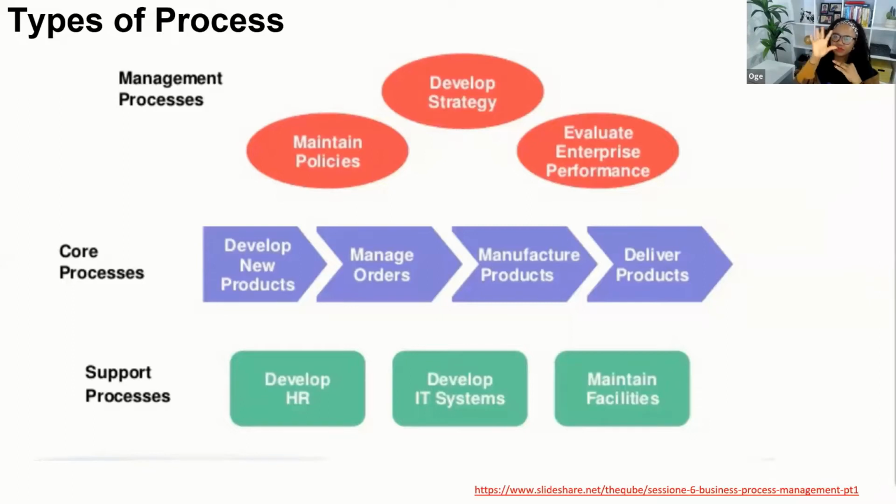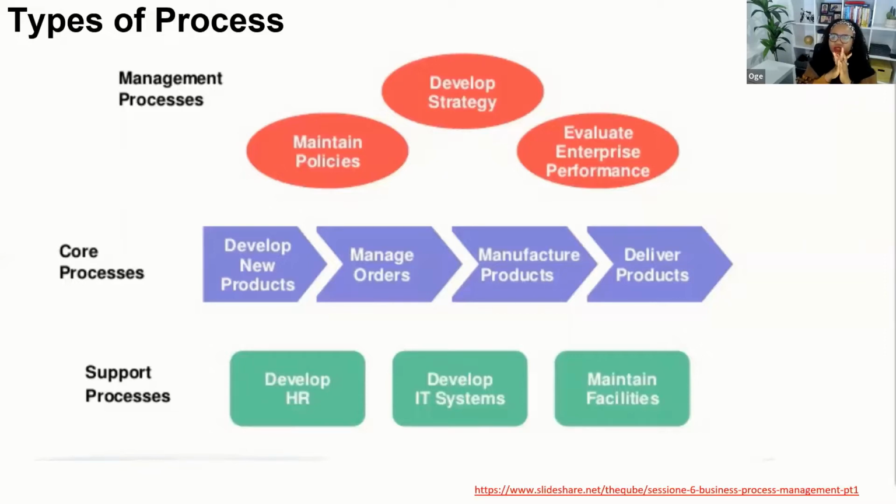We have three types of processes in a typical business organization. We have the management processes. We have the core processes, which you can also call the value stream of the organization, because those are the processes that create or deliver value to their customers. Then you have the support processes. Let's take each of these one by one.